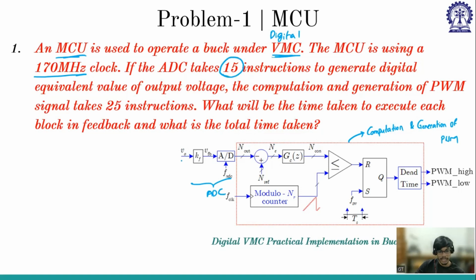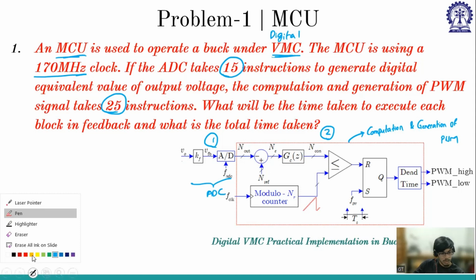So by the time it takes the sample and by the time it gives an output, it takes 15 instructions to do this conversion. And the computation and the generation of PWM will take 25 instructions. So the question says, what will be the time to execute each block in feedback, and what is the time taken? If you consider this as one block and this is the other block, what is the time taken by block 1, block 2, as well as the total time taken by block 1 and block 2. So let me start with block 1.